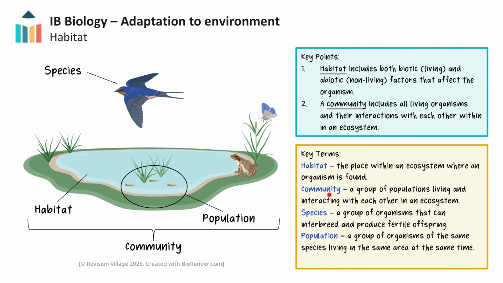A community includes all the populations of different species living and interacting within an ecosystem. Here, the frogs, plants, fish, and insects all form part of the pond community. Communities are dynamic. Their structure can change due to migration, competition, or environmental conditions.